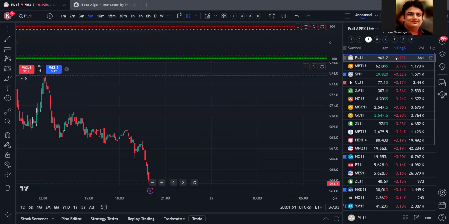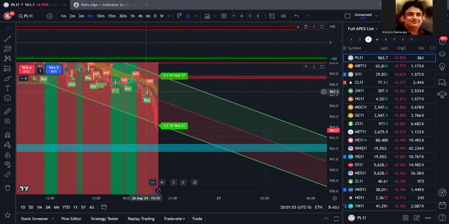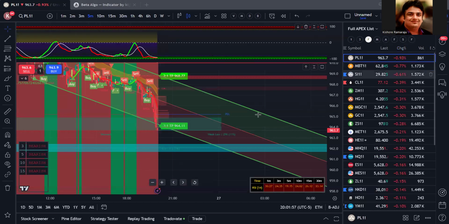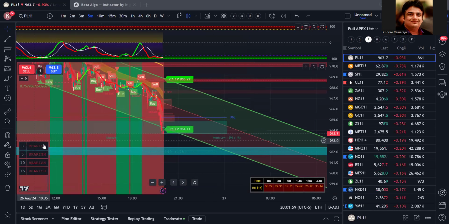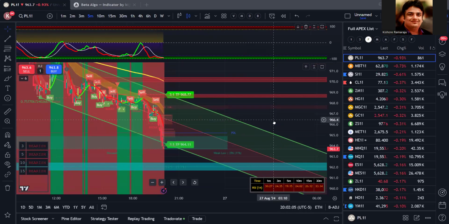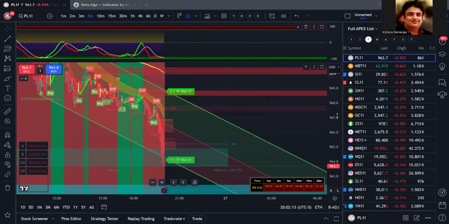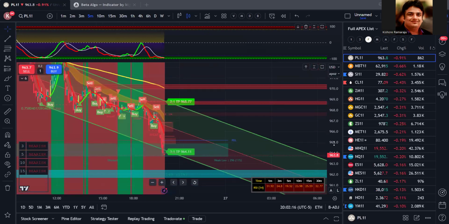We can see that platinum is bearish, right? Your change percentage is close to 1% down. Your overall trend is bearish. Your RSI is completely bearish in all different time frames. And then you can also see your swing cloud and your day trading cloud. They are in orange and red color. So that means there is a high possibility.